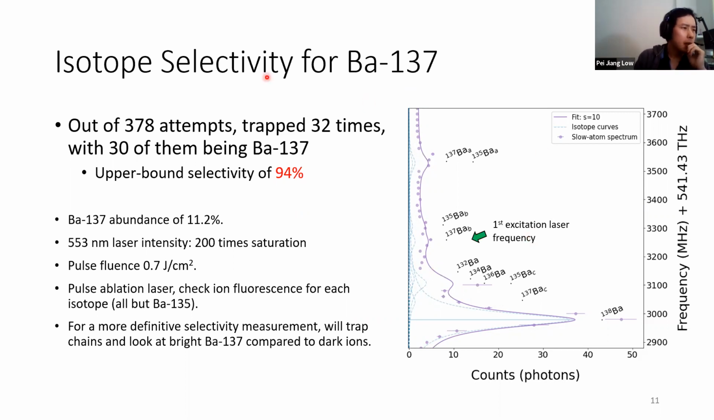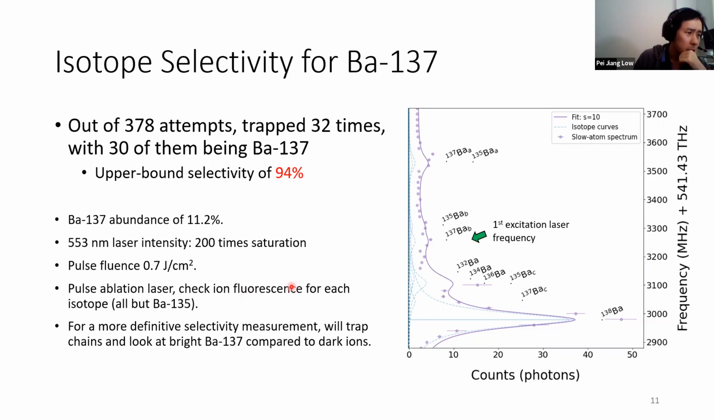So what we have done is an isotope selectivity trapping experiment for barium 137. So what we do is we park the first excitation laser frequency at this barium 137 peak, and then we send ablation pulses, and then we try to trap. And then for each trapping attempt, we will check for the ion fluorescence for each isotope by tuning the frequency of the lasers that are responsible for ion fluorescence.